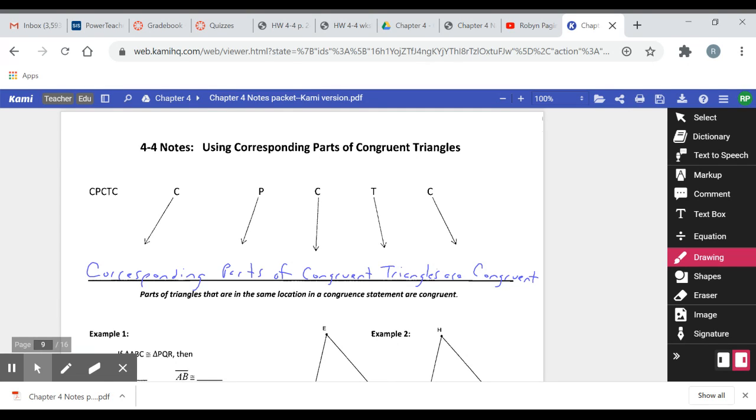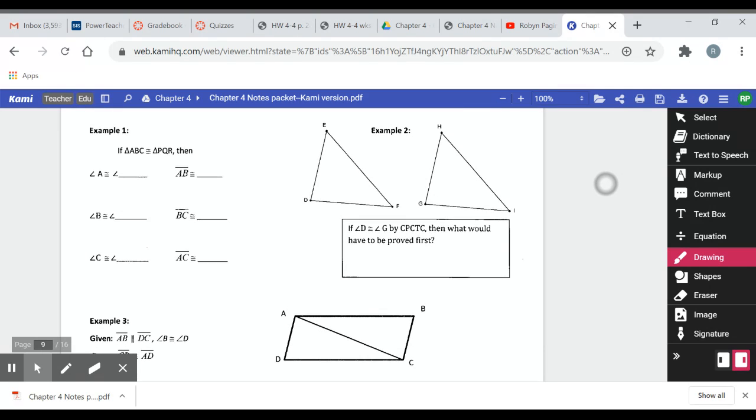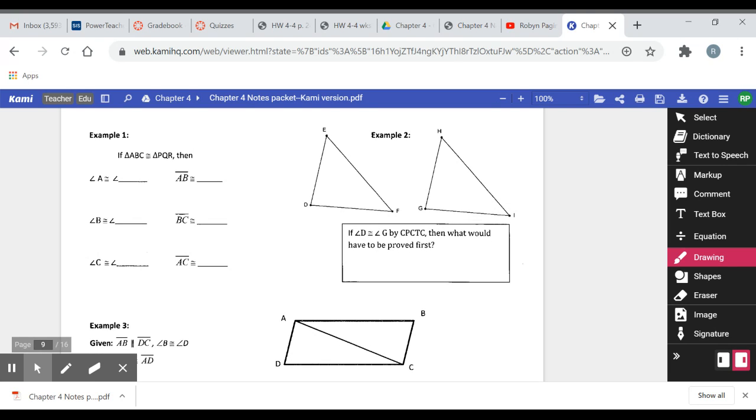So what that says right underneath the line is parts of triangles that are in the same location in a congruent statement are congruent. And we've already talked about that a little bit. We've talked about how the congruent statement tells you a lot of information, and how the order matters in a congruent statement.